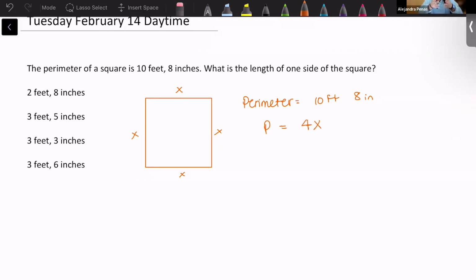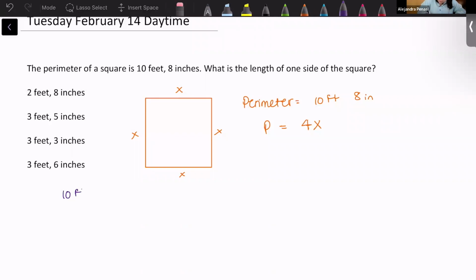Now, we have the measurement of perimeter given in feet and inches, and all the answer choices are in feet and inches. So what I would suggest for you to do is to convert everything to only one unit. Whether you decide to go with feet or inches, it doesn't matter. Just go ahead and decide to convert only to one unit, divide that by 4, and then change it back to both feet and inches. I always think it's easier to go to the smaller unit. So I'm going to go from the 10 feet and 8 inches, I'm going to convert everything to inches.